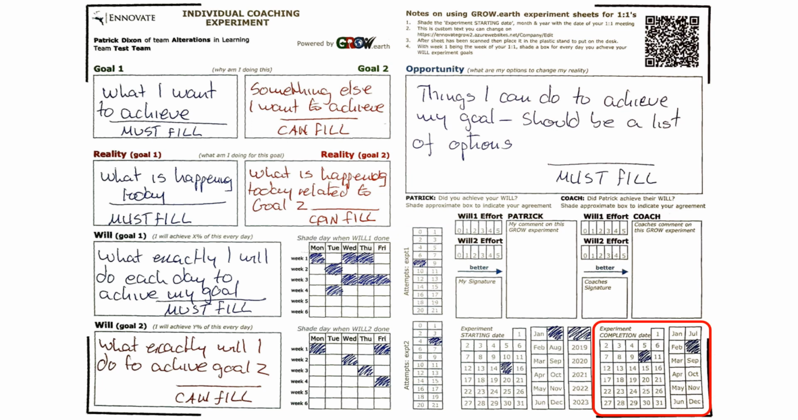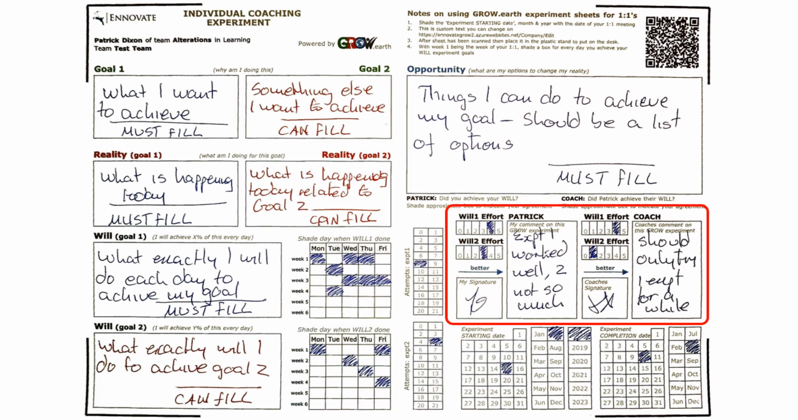The other thing that we ask Patrick to do is to shade in the completion date. So this is the date that he's going into the session to review the experiment with his coach. So having filled that in, Patrick will then go in and sit down with his coach. They will then discuss the experiment. We ask Patrick to fill out his comment on the experiment, what worked and what didn't work. And equally, we ask the coach to do the same thing.